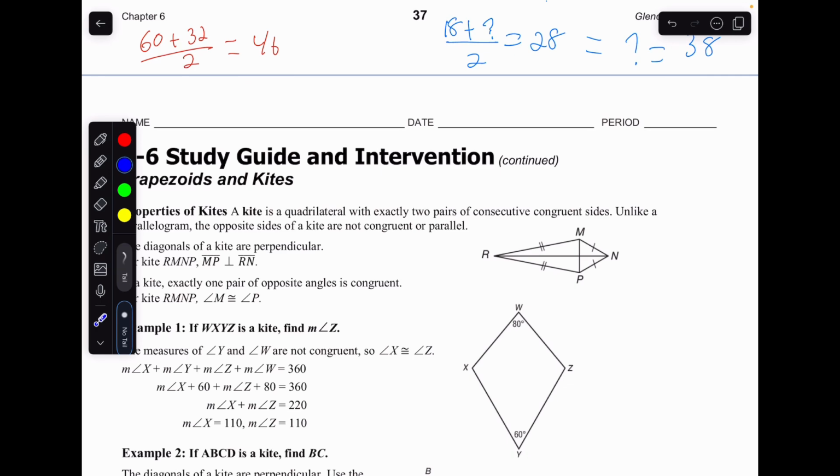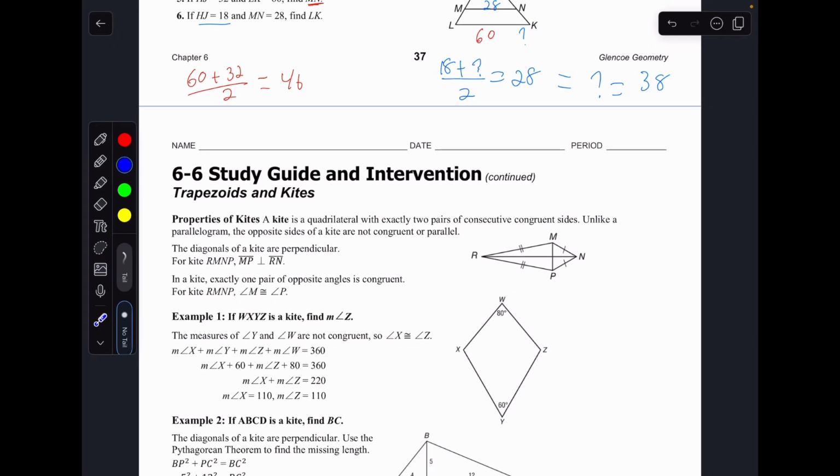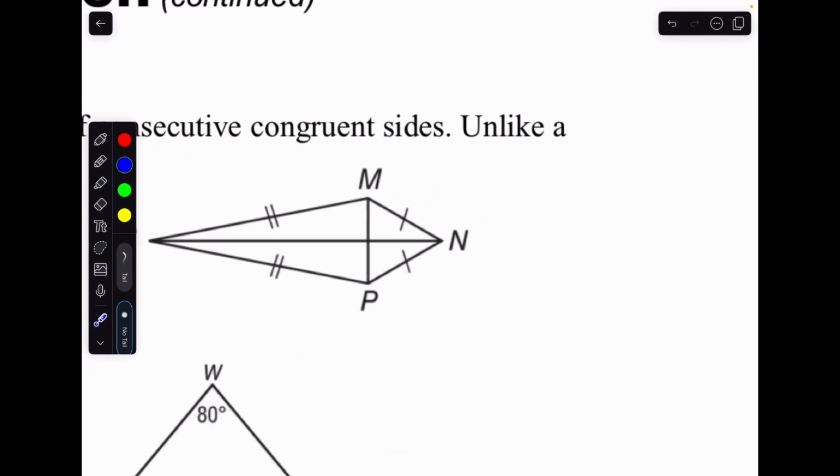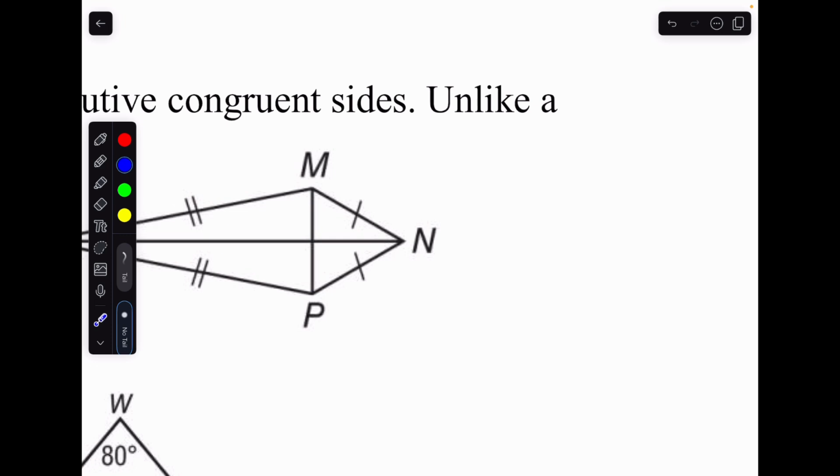Unlike a parallelogram, the opposite sides of a kite are not congruent or parallel. The diagonals of a kite are perpendicular. So that means these 2 diagonals over here are going to be perpendicular. So I have a 90-degree angle here, here, here, here, okay? So I have a 90-degree angle right there.